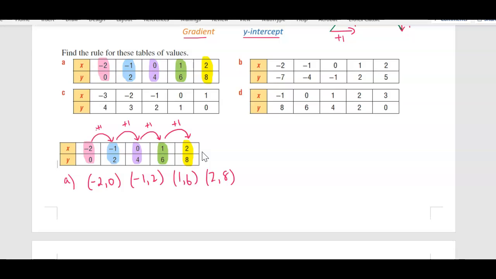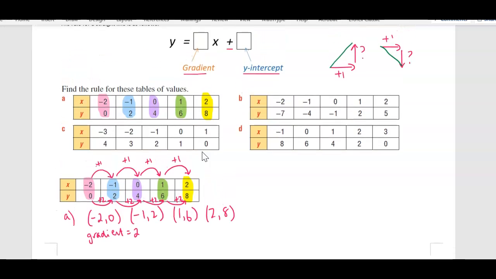And then what is happening with your y? We're going from 0 to 2, 2 to 4, 4 to 6, 6 to 8. So we're basically going up by 2, so plus 2 each time. And that's your gradient. So for this first one, the gradient is 2.